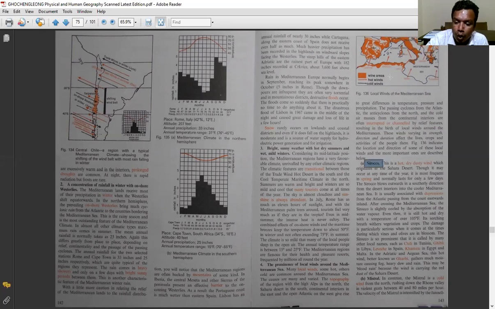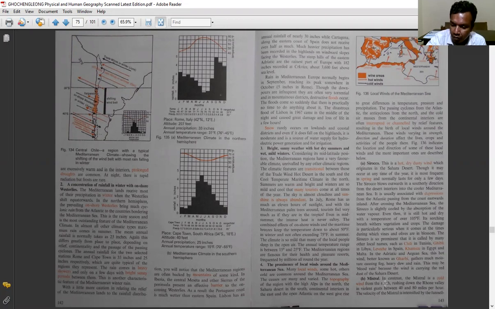These are called as Sirocco winds. These are the characteristics of the Sahara Desert. So Sahara Desert is located between 10 to 30 degree latitude. So this is hot, dry and dusty wind which originates in the Sahara Desert. Though it may occur at any time of the year, it is most frequent in spring and normally lasts only for a few days. So the Sirocco blows outwards in southerly direction from the desert interior into the cooler Mediterranean Sea. It is usually associated with depression.